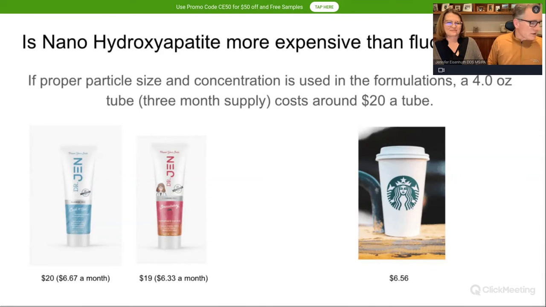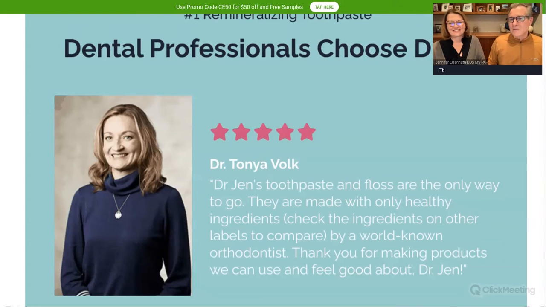A typical toothpaste tube should last about 3 months. It comes out to $6.67 a month. For the price of a Starbucks latte, you get a month's supply of toothpaste. And I think for your patients, once again, that are looking for a clean ingredient and they want caries protection, it's just a great investment.